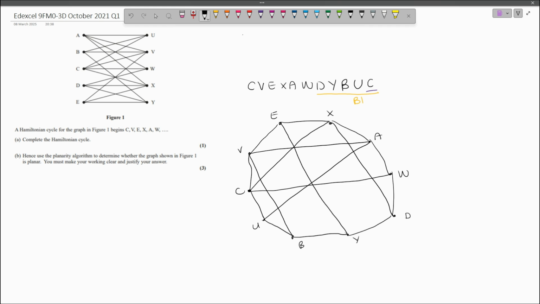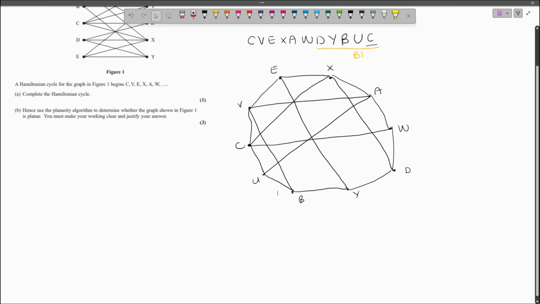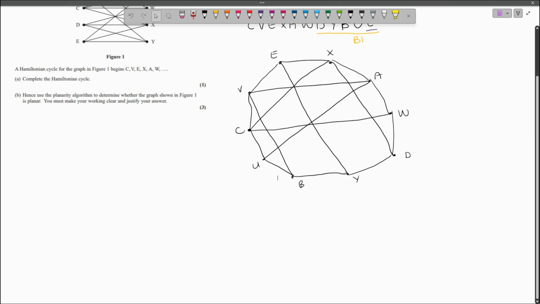So now I can apply the planarity algorithm. I'm going to list all of the edges that are inside my graph, so not on the Hamiltonian cycle. I could have done that previously when adding my edges to the graph, but I'm going to do it really quickly now. I've got AU, AV, BV, CW, CX, DX, and EY.